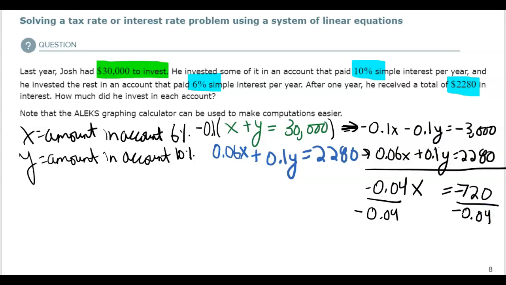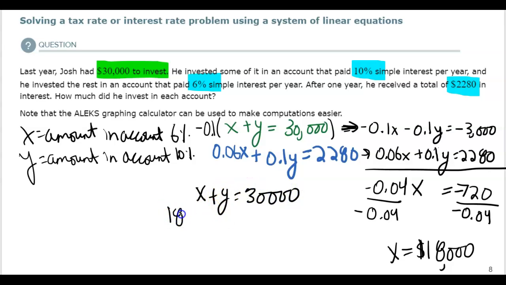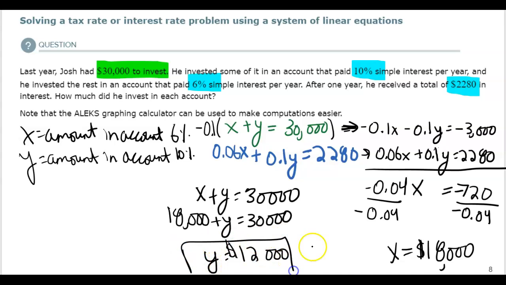So I get 18,000 in the account that had 6%. This has not answered my question on how much is in the other account though. But because they both have to equal 30,000, I can see that it's 12,000.